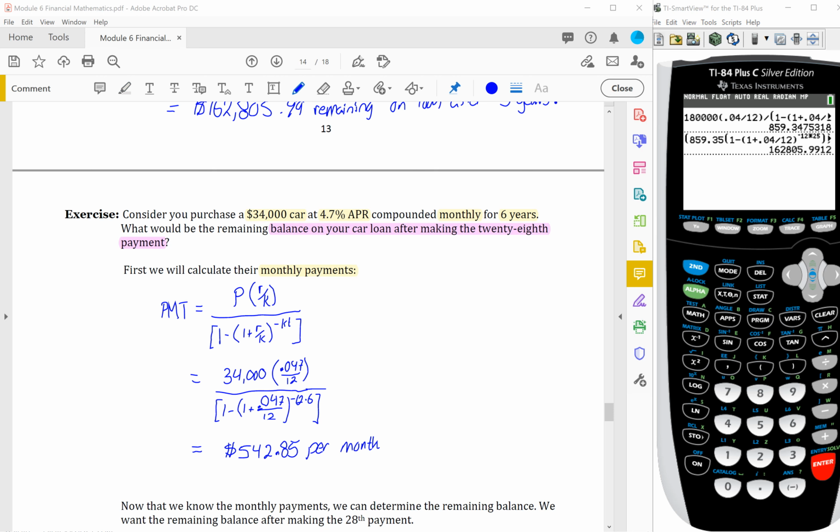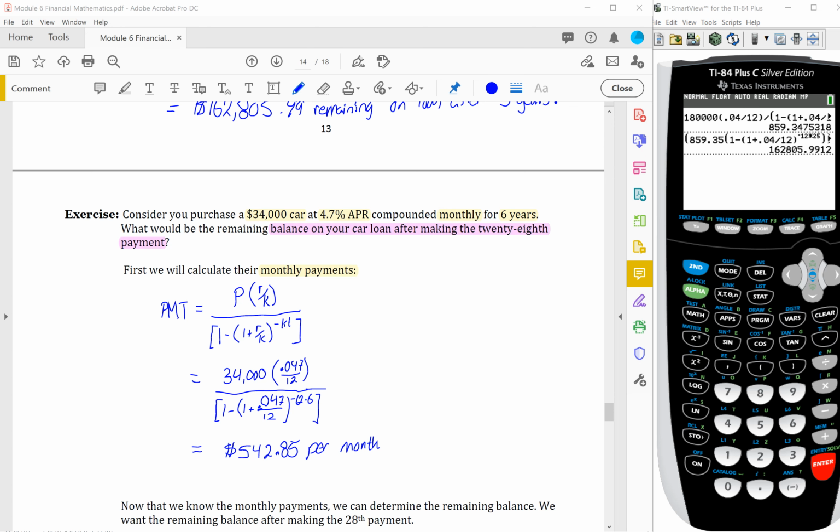Okay, let's see how we did. I went ahead and worked the formula out on my own while you were busy doing yours. And again, notice that I started with my payment formula from our previous sections. I evaluated this at the $34,000 at the 4.7% compounded monthly for 6 years, and I get a payment amount of $542.85. I hope you're able to confirm that.